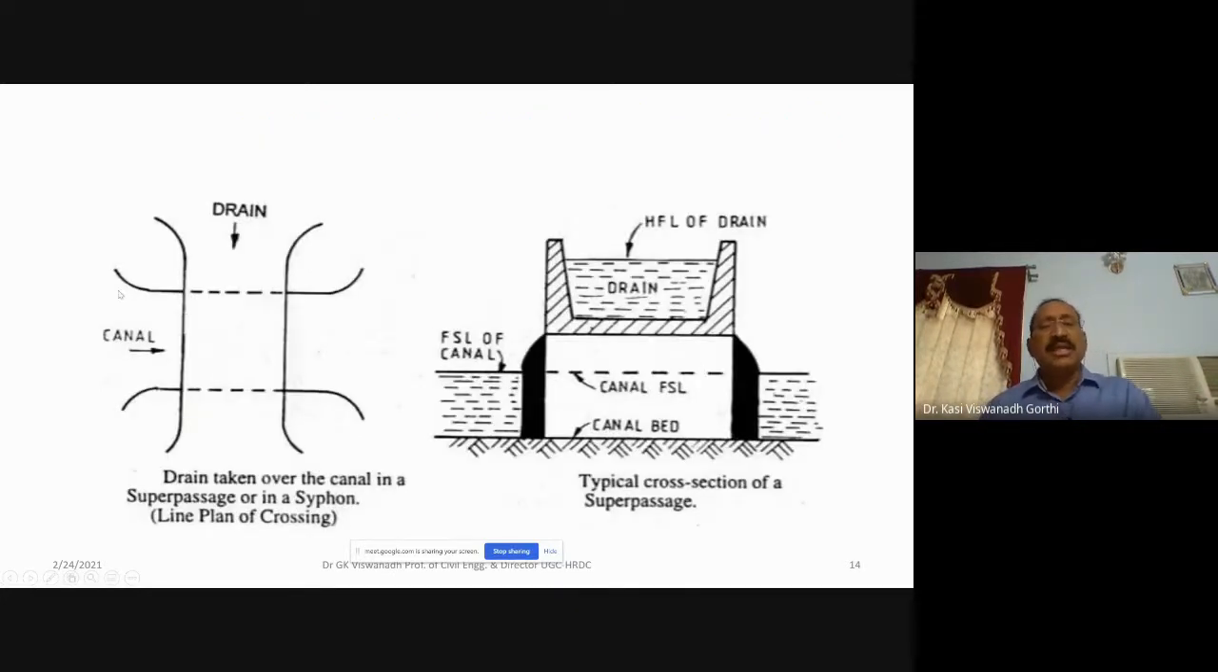You can see here, drain and canal are crossing, and the canal is moving at the bottom. The drain is taken at the top. So how do you fix whether the drain has to come at the top or the canal is to come at the top? This is based on the alignment and the longitudinal slope and gradient that is provided for the canal. In this case, this is the natural drain, whereas the canal is at the bottom. So if the canal has to move beneath the surface of this drain, the structure that is provided is called the super passage. For the super passage, the full supply level of the canal is below the bed level of the drain.